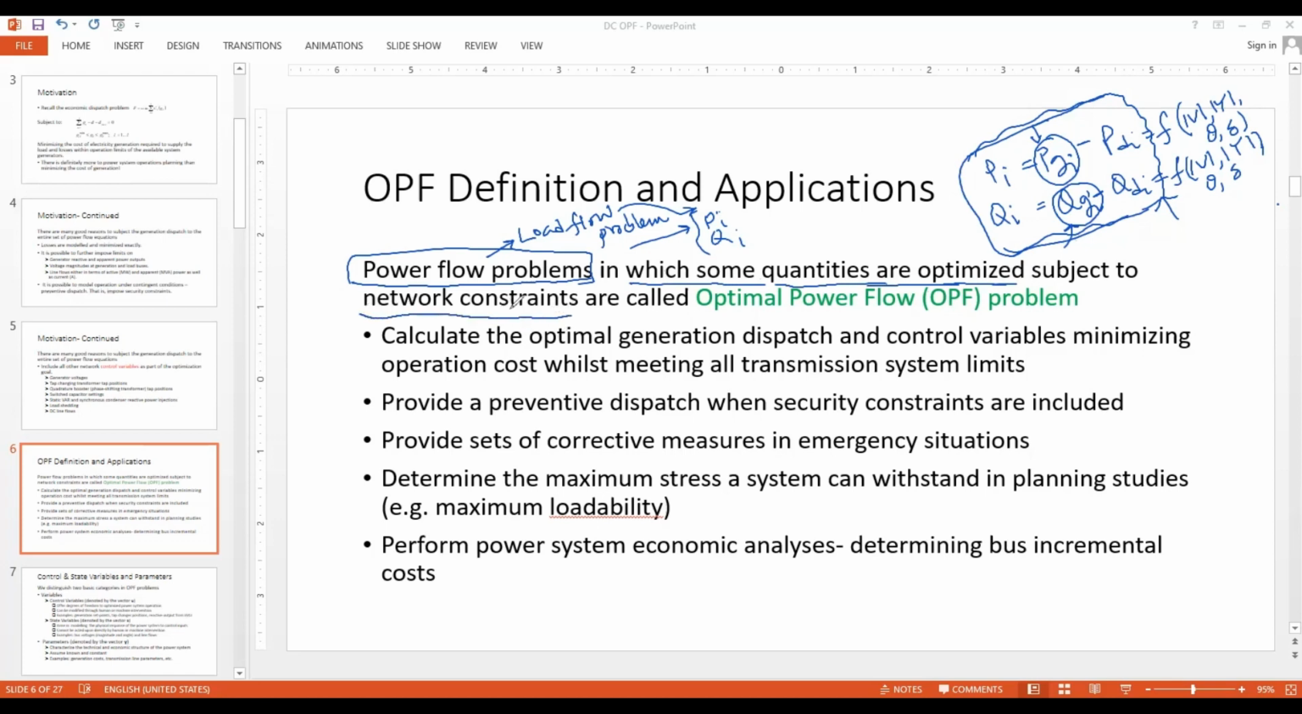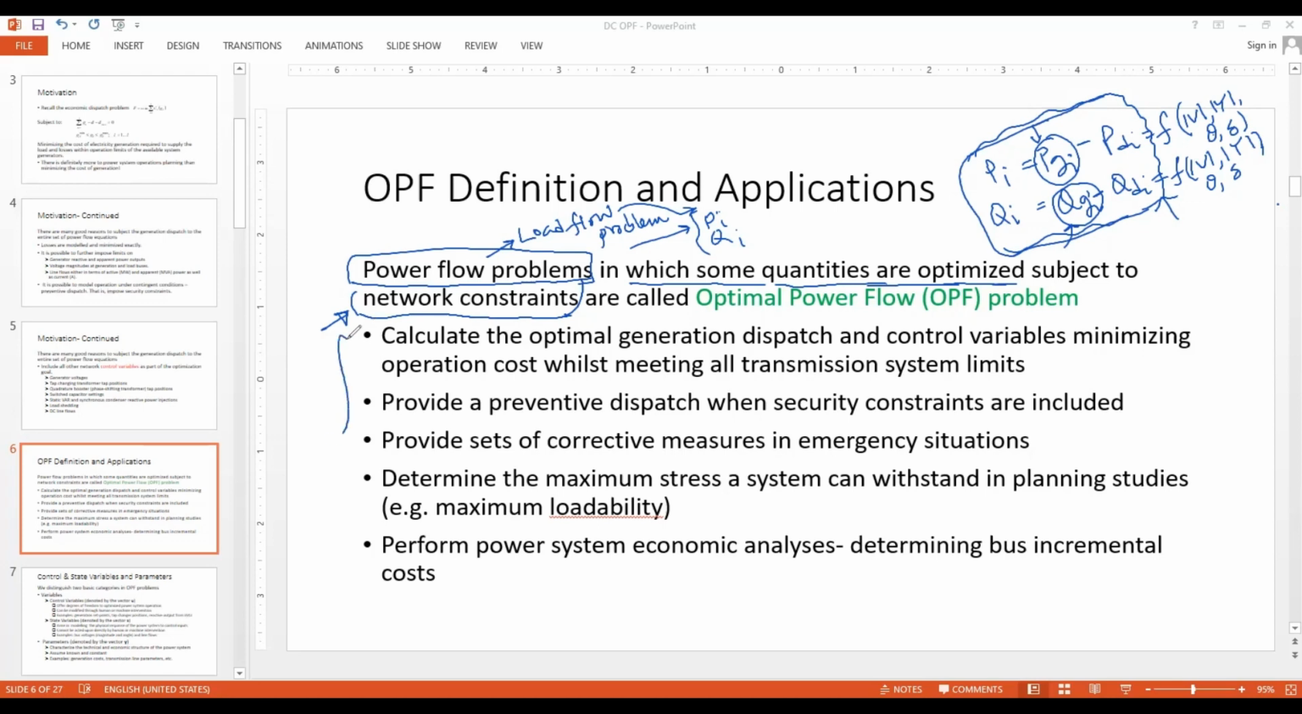Because this power flow issue is associated with the power system network, and each component has its own operational limits, the optimization will be done keeping an eye on these constraints, which are commonly known as the network constraints. So when the conventional load flow issue is solved with a target to optimize some sort of objective function, satisfying some sort of network constraints, then we term that kind of load flow problem the optimal power flow or optimal load flow problem. In short, we call it OPF.